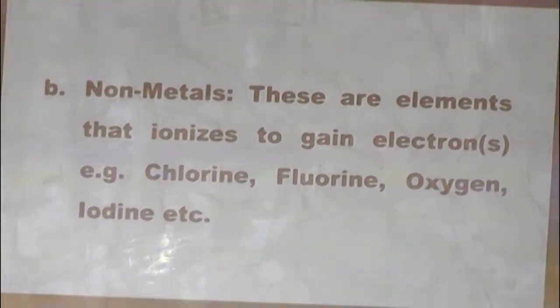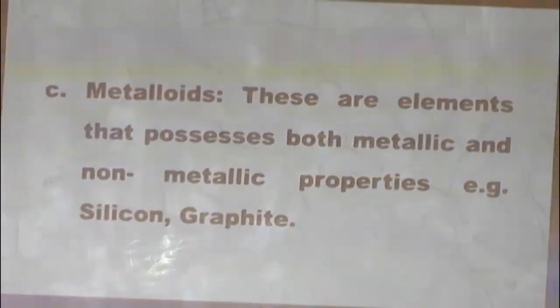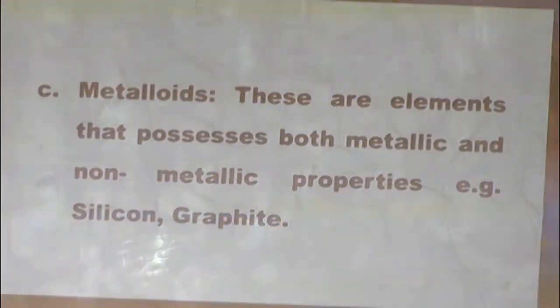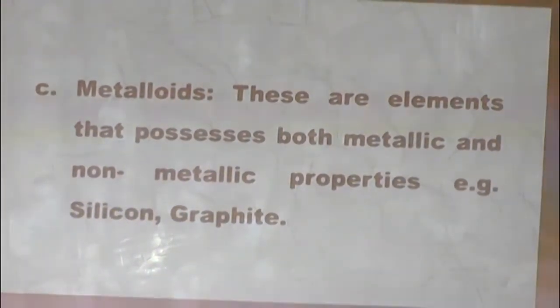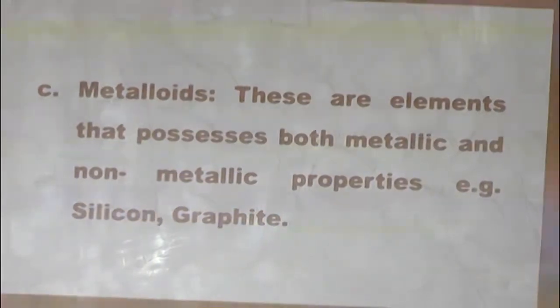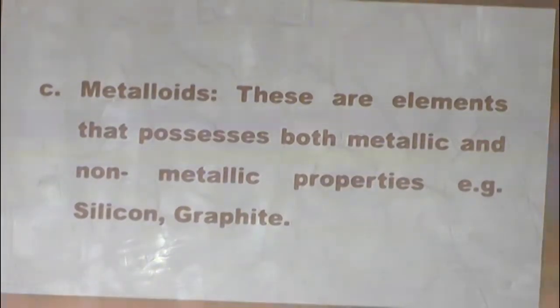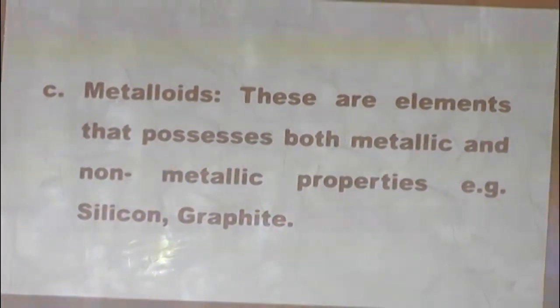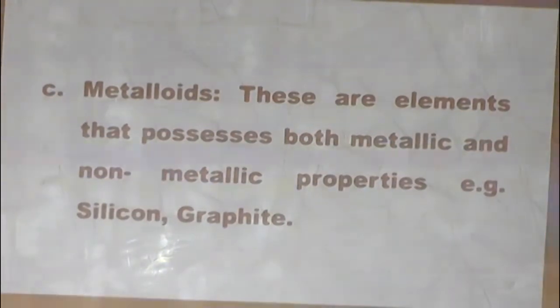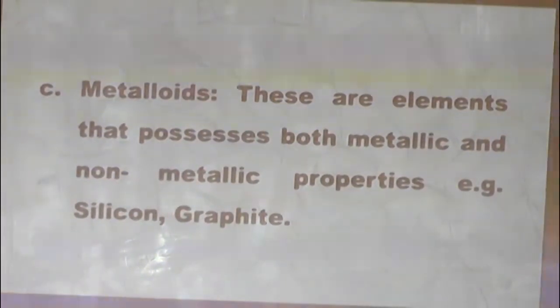Now, let us take a look at the metalloids. The metalloids are in between metals and non-metals. Metalloids are chemical substances that possess the properties of both metals and non-metals. An example of a metalloid is graphite.